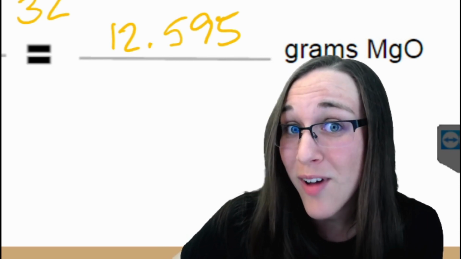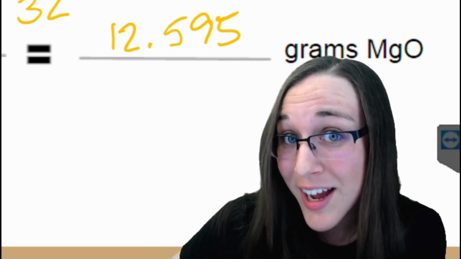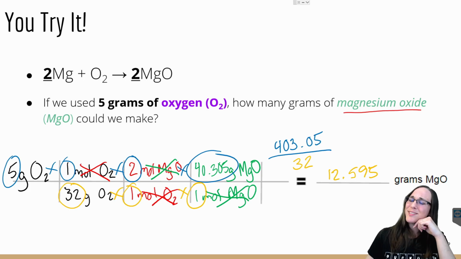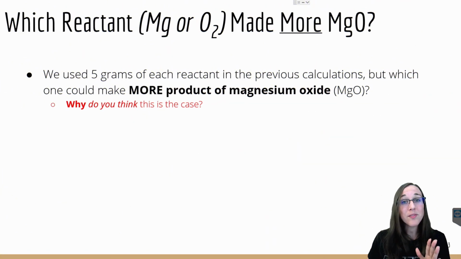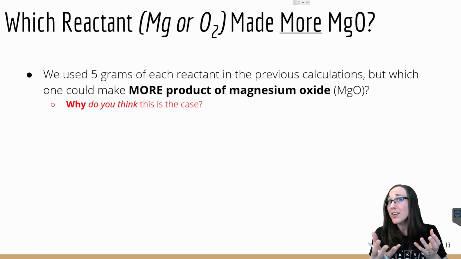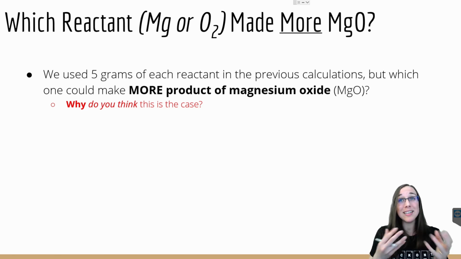Whoa, wait a second. So I took 5 grams of oxygen and I got 12.595 grams of product from that? That's really interesting, don't you think? In both of these problems, we used 5 grams of each reactant to create a certain amount of product. So we did two different dimensional analysis setups where we said, okay, if I had 5 grams of magnesium as a reactant, or I have the same amount, 5 grams of oxygen as a reactant, how much magnesium oxide product can I make? Based off of our previous calculations, which reactant created more magnesium oxide product? Think about it. Why do you think that's the case?